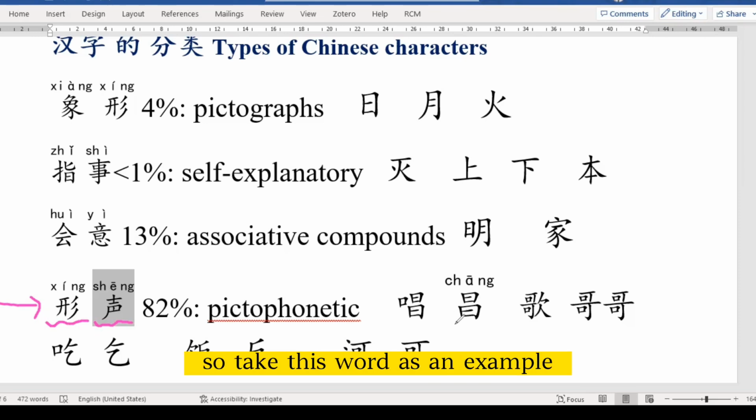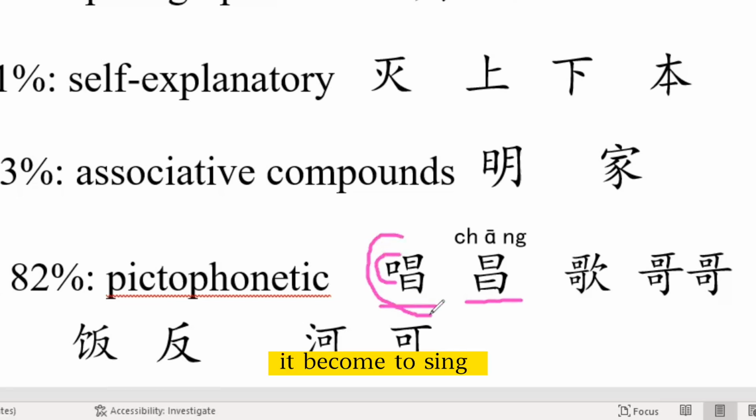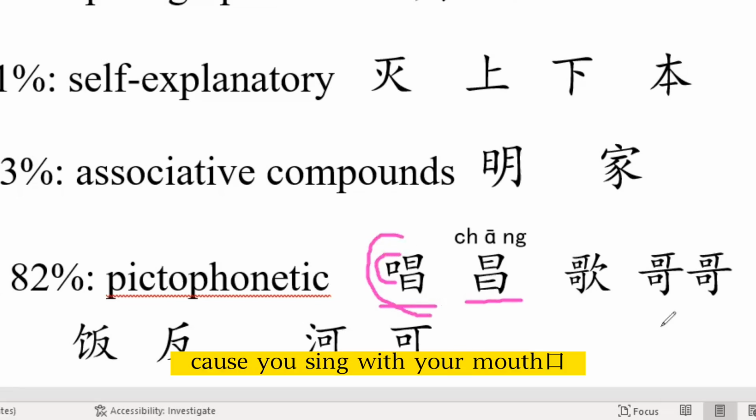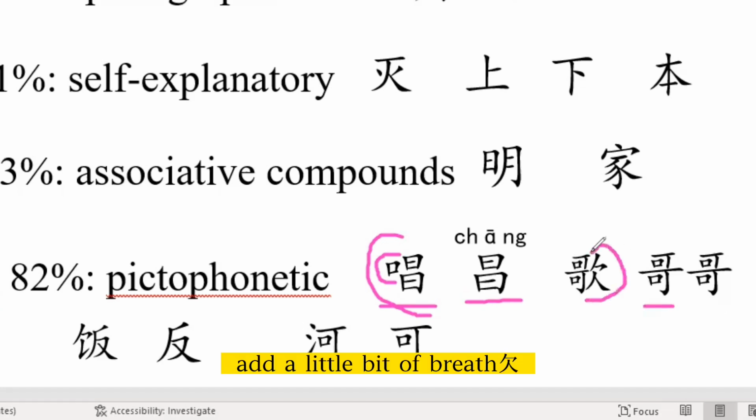So take this word as an example. This is 唱, and now I just add a little mouth, 口, on the left. So now it becomes to sing, because you sing with your mouth. And similarly, you have 歌 for brother. Add a little bit of breath, and now it becomes songs.